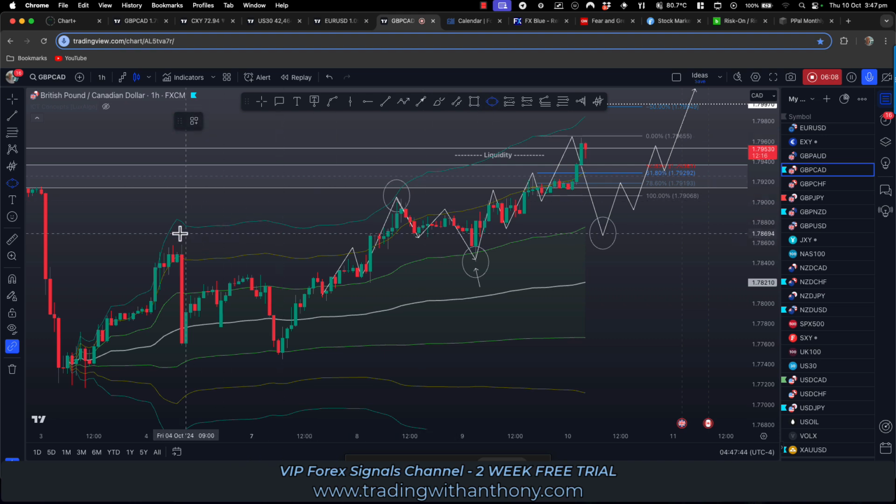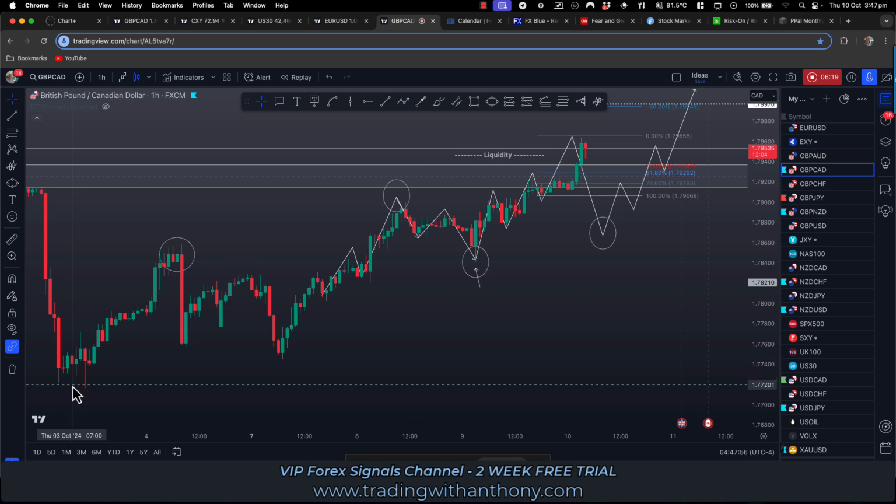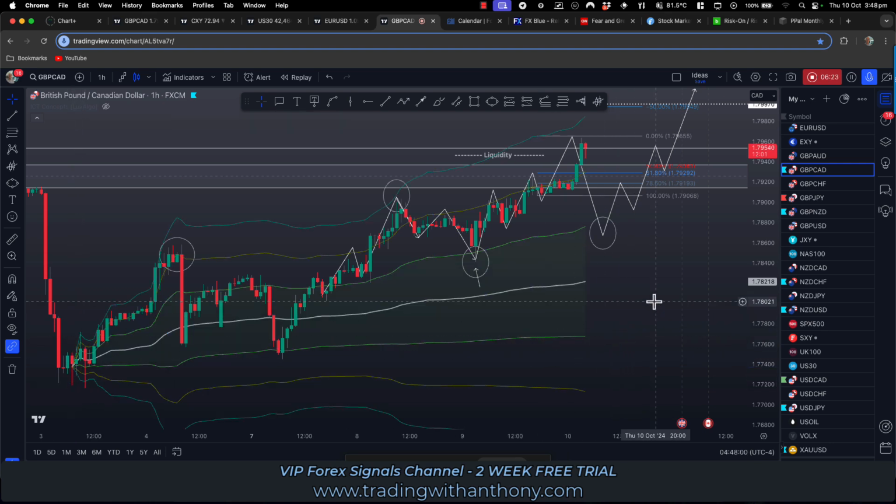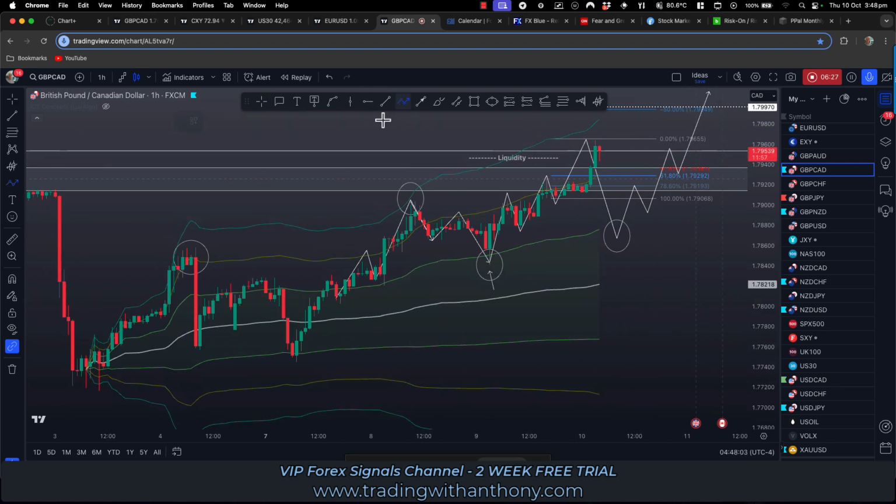This pulled out here as well. See, right out to this extreme, and then look at the pullback right back into the mean. So trade with caution. Let's just reset that. Trade with caution. Yeah, look, here it is. And you get this deep pullback that takes out stops, and then another one here.